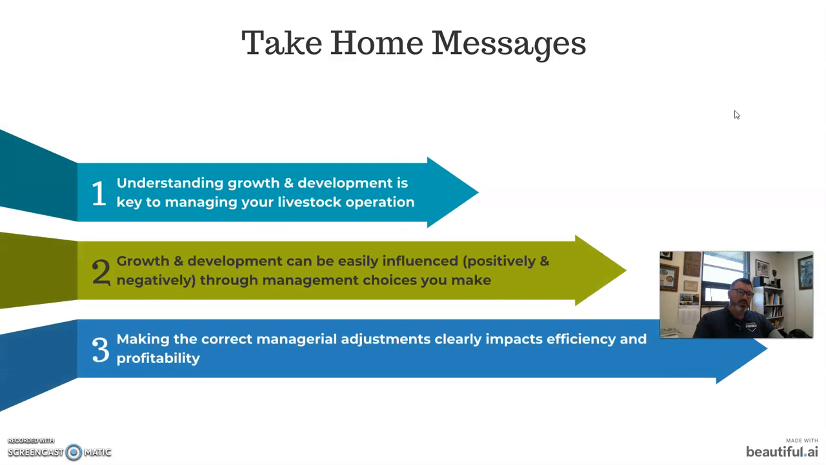So some take-home messages as we get this one wrapped up. Again, it's super crucial to understand growth and development because it's key to managing your livestock operation. You can't make big effective changes in adults if you have a real hole in your operation with young stock. It's easily influenced positively and negatively by the management choices that you make. And then making those correct managerial adjustments absolutely impacts efficiency and profitability. So down the line, that will pay back if you invest in it early on.